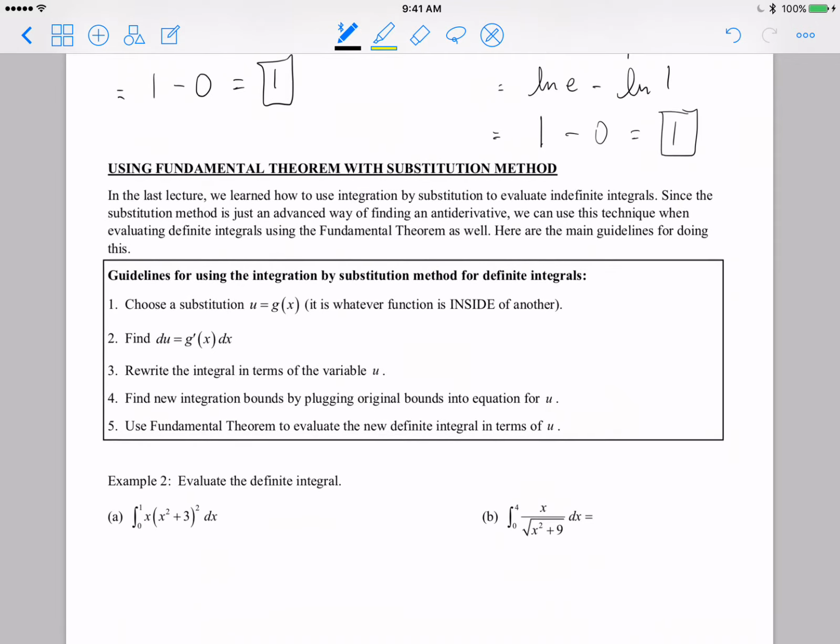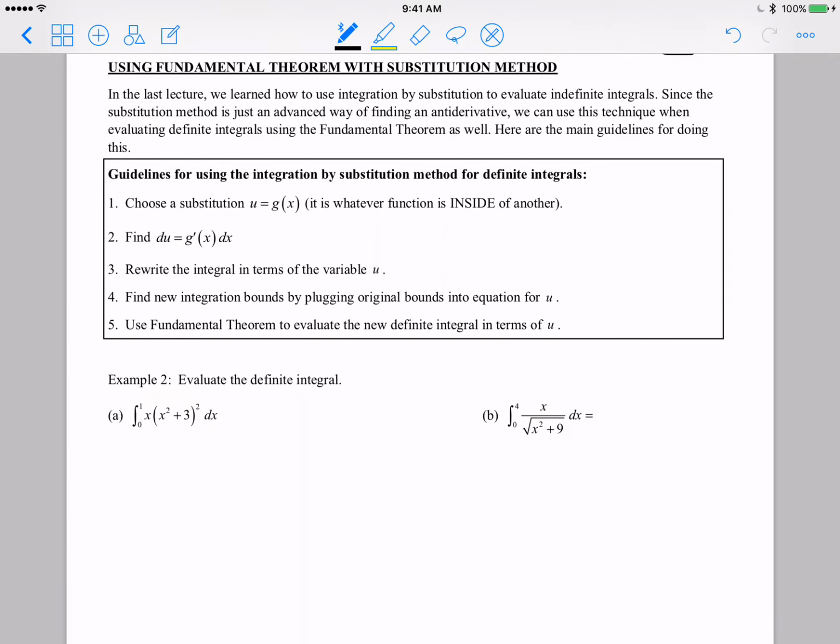Okay. Now we want to use the fundamental theorem with the substitution method that we learned in Lecture 5. So in Lecture 5, you learned how to use integration by substitution to evaluate indefinite integrals. And the substitution method is really just an advanced way of finding an antiderivative. So we can use the substitution method on definite integrals as well if it is necessary to find an antiderivative. So remember, when you're using the substitution method, you're looking for two things. A function that is inside of another function whose derivative is somewhere in the problem up to a constant.